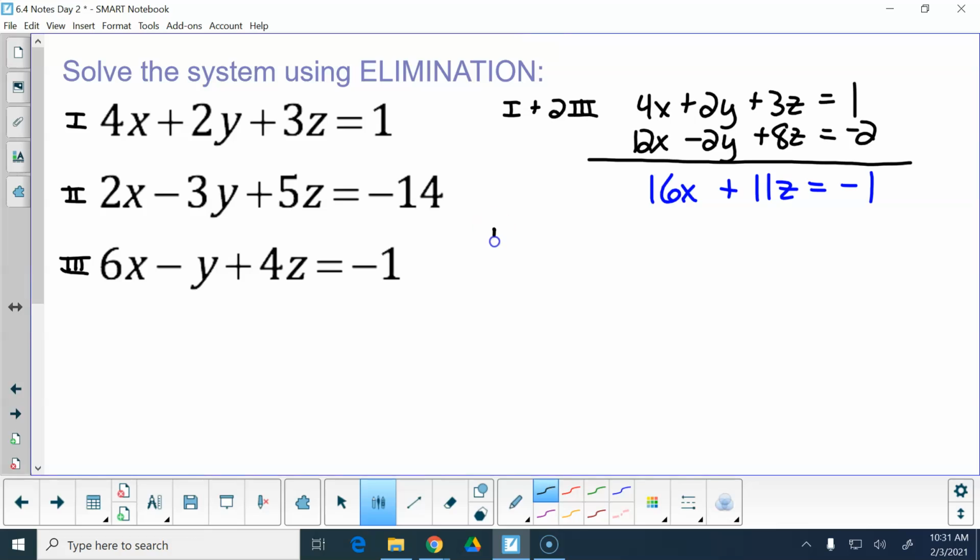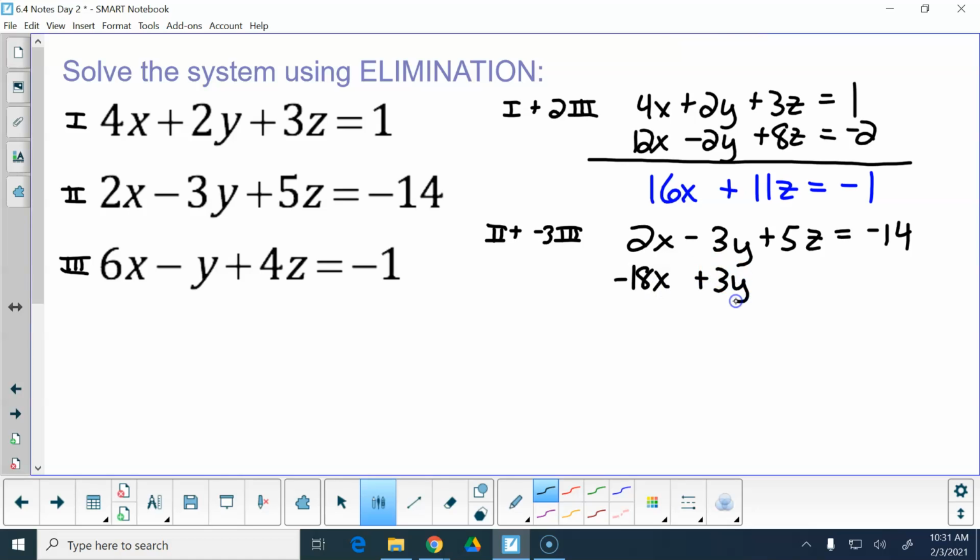my second equation and negative 3 times my third. So that would be 2x minus 3y plus 5z equals negative 14. Negative 18x plus 3y minus 12z is positive 3.